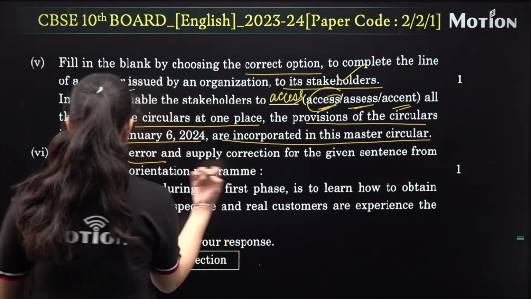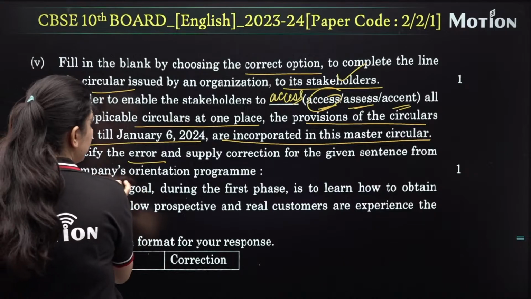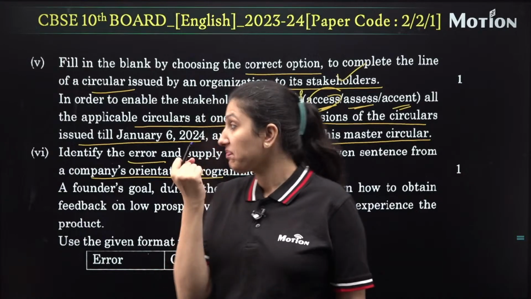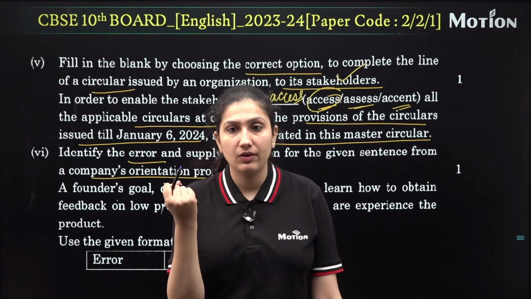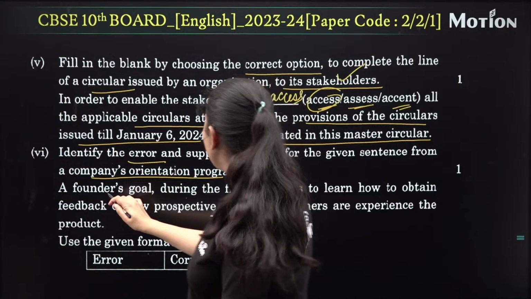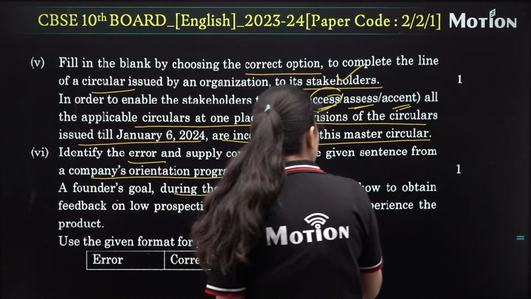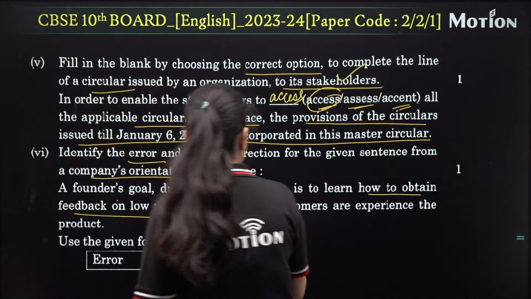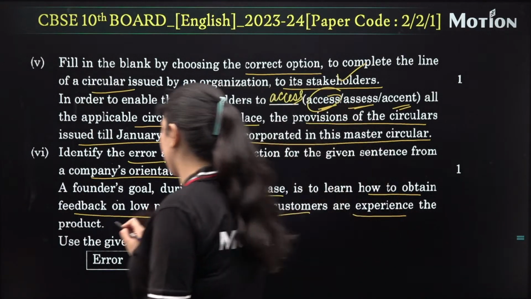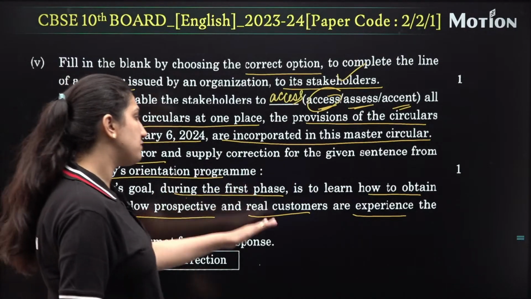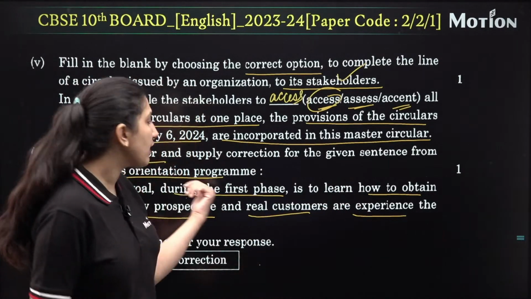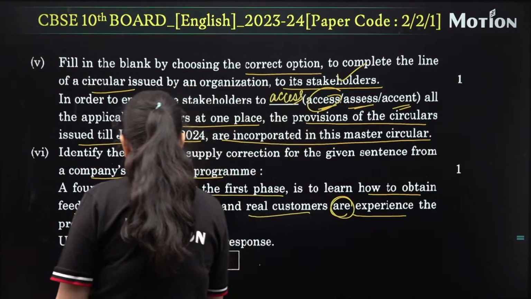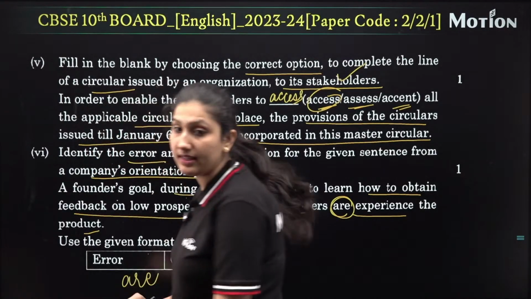Identify the error. Okay, this is a sentence from a company's orientation program, and you have to identify its error. A founder's goal during the first phase is to learn how to obtain feedback on prospective and real customers who experience the product. What is a founder's goal in the first phase? To learn how to get feedback from real customers. "Are" makes no sense here.